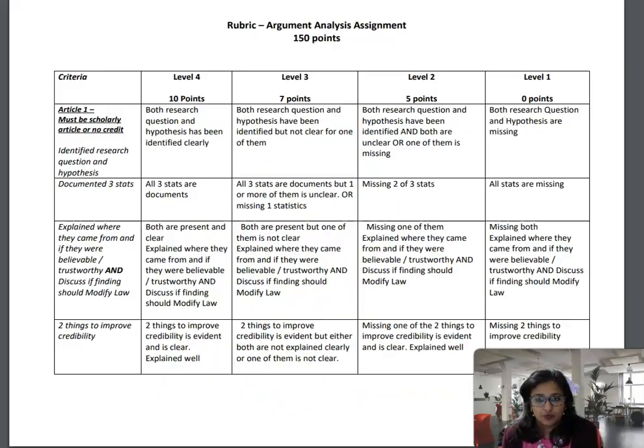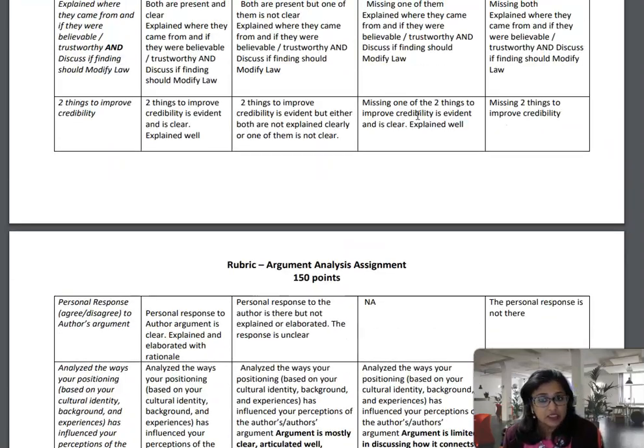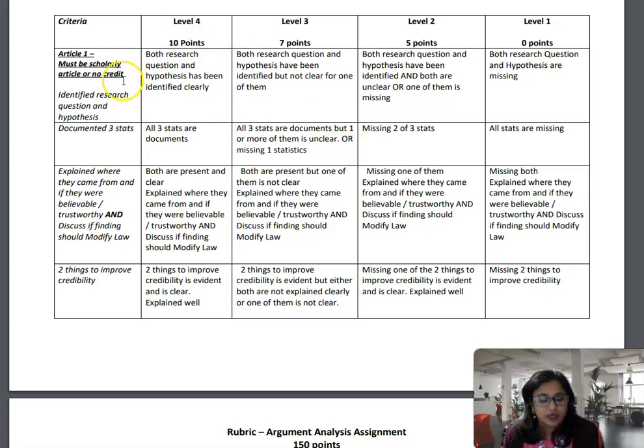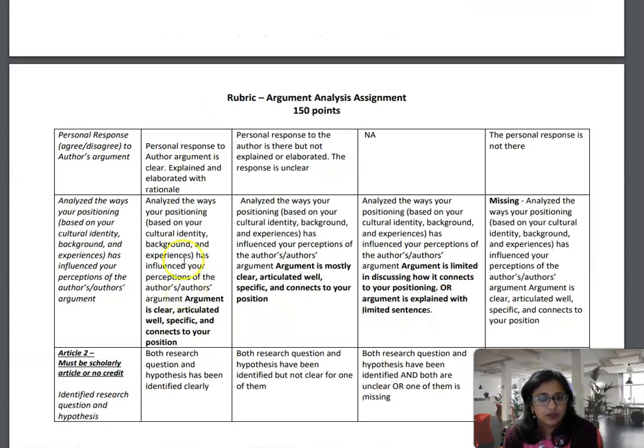So let's look at the rubric. This is the rubric. It's a long rubric, but it is a very easy rubric to follow because it's the same thing. As I said, it is 150 points. Basically, you have research question and hypothesis, 10 points. You have 3 stats, 10 points. Explain where they came from and are they trustworthy. If they are trustworthy and can they be modified to use law, 10 points. 2 things to improve credibility, 10 points, and they are explained well.